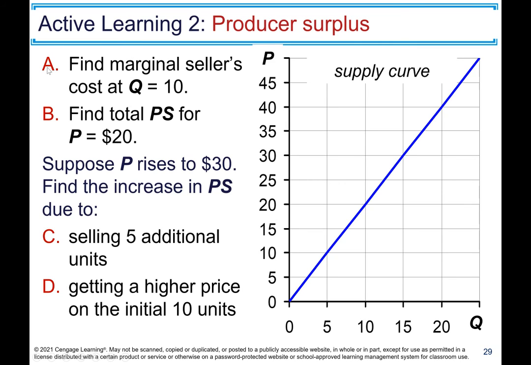Active Learning 2. A, find the marginal seller's cost at Q equals 10. B, find total producer surplus at P equals 20. Suppose P rises to 30. Find the increase in producer surplus due to C, selling 5 additional units, and D, getting a higher price on the initial 10 units.